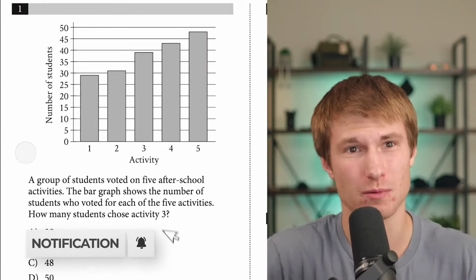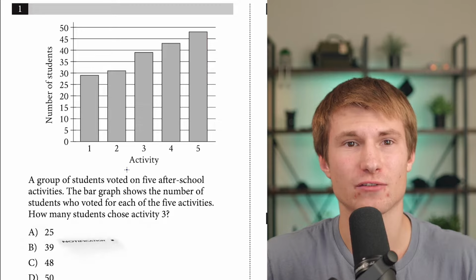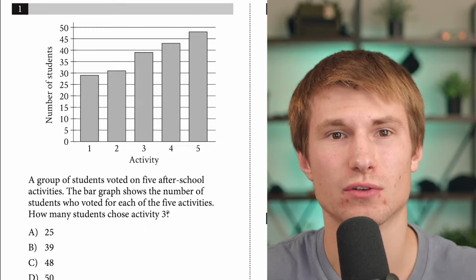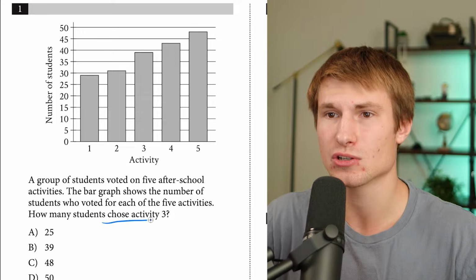Let's get started with section 1, question 1. We have a group of students who voted on 5 after-school activities. The bar graph shows the number of students who voted for each of these 5 activities. How many students chose activity 3?